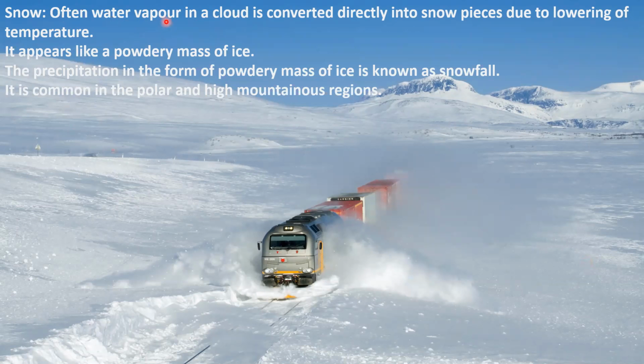Snow. Often water vapor in a cloud is converted directly into snow pieces due to lowering of temperature. It appears like a powdery mass of ice. The precipitation in the form of powdery mass of ice is known as snowfall. It is common in polar and high mountain regions.